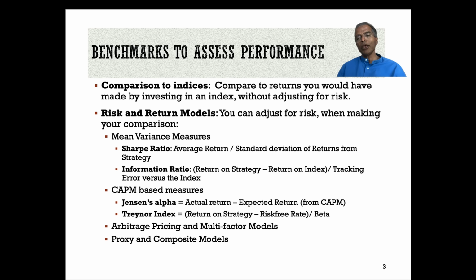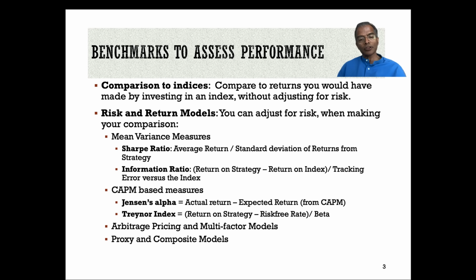One of the oldest is called the Sharpe ratio. The Sharpe ratio, you take the return on a strategy and you divide by the standard deviation of returns in the strategy, and you compare that to what you'd have done as a passive investor, maybe on the S&P 500. An information ratio is very closely related, the only difference being that you look at excess returns and what's called tracking error, how much you deviate from the index.